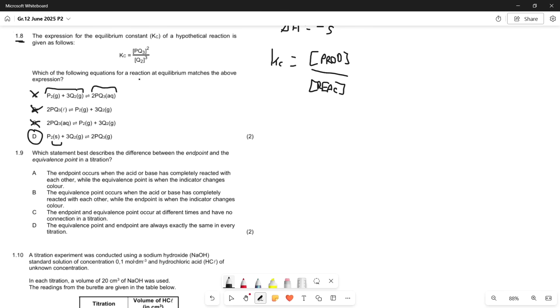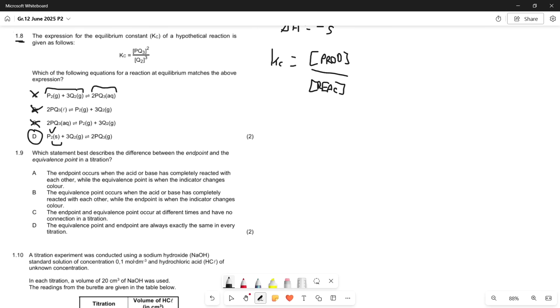The reactant comes first at the bottom, but the fact that it is a solid means it is not there. 3Q2, we have our exponent in front, we have our Q2 there. That is a gas, great. Then those are the two reactants that we have on the left of our double arrows. Then we have our double arrows, and then we have our products over here.